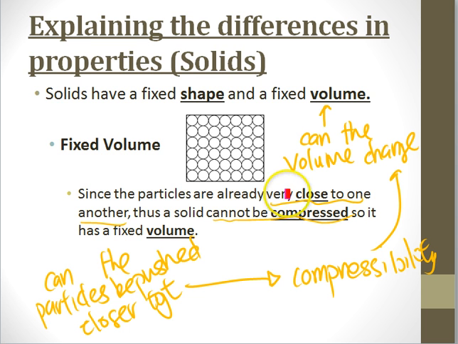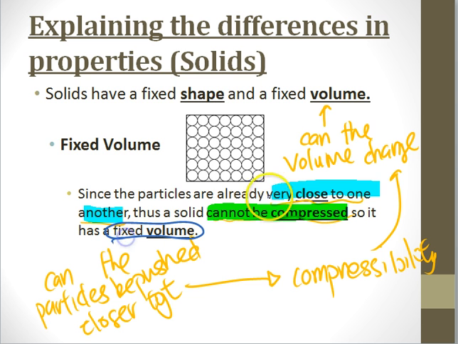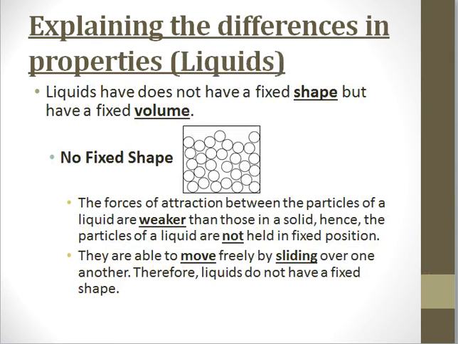Okay, so the key thing here is that they are very close to one another already. Therefore, they cannot be compressed, and so it has a fixed volume. So you can see here the logical flow in this. Okay, now we have done with solids. We talk about why it has fixed shape and fixed volume. Now let's move on to liquids.